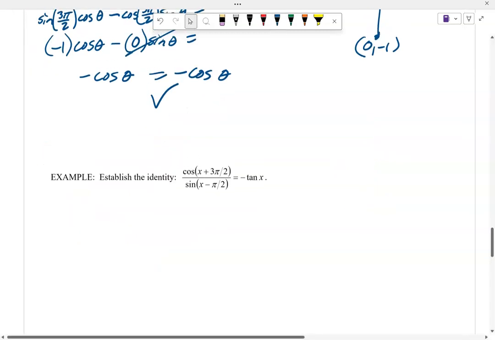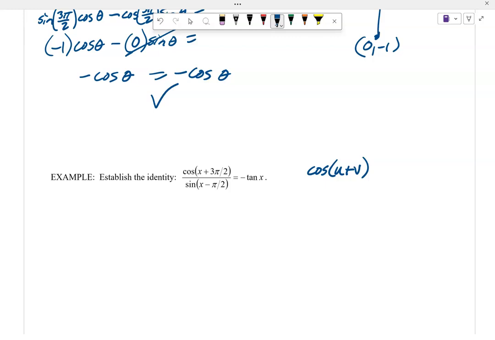So here's another one. Let's establish this identity. On the top, we're going to have to use the formula for cosine of u plus v, or x plus y, whatever you want to use there. On the bottom, I'm going to have to use the sine of u minus v. I'm using u's here.